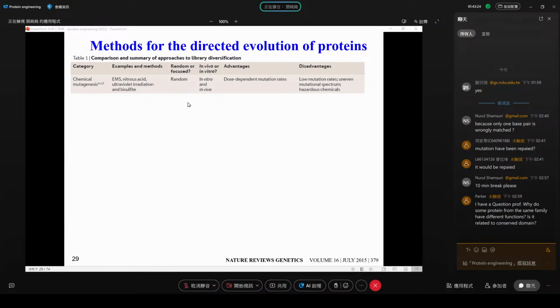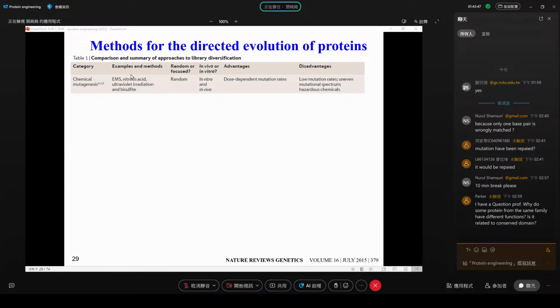So it also relies on the dose, how much EMS you feed into your animal or E. coli or in your experiment. So that will not be very easy to control. Especially sometimes I really do not like this way because I'm also a normal human being. When you come into contact with this kind of chemical, you should be very careful.